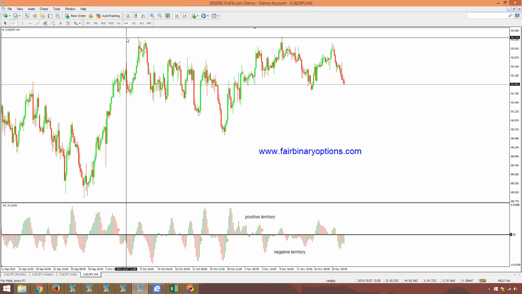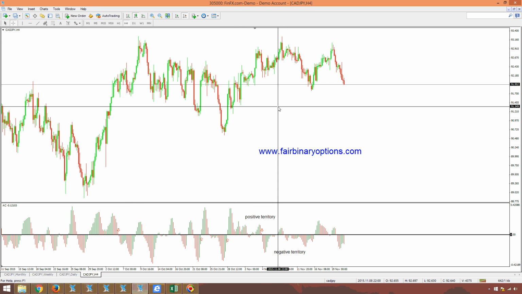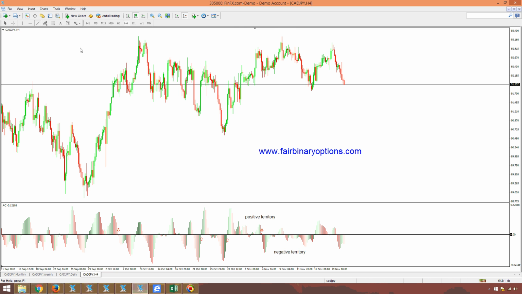If you have a 4 hours chart and price is breaking the 0 level from positive territory to the negative, or from the negative to the positive, you are not going to trade 5-minute expiration dates, because it doesn't make any sense. Then of course another thing to look for is divergences.